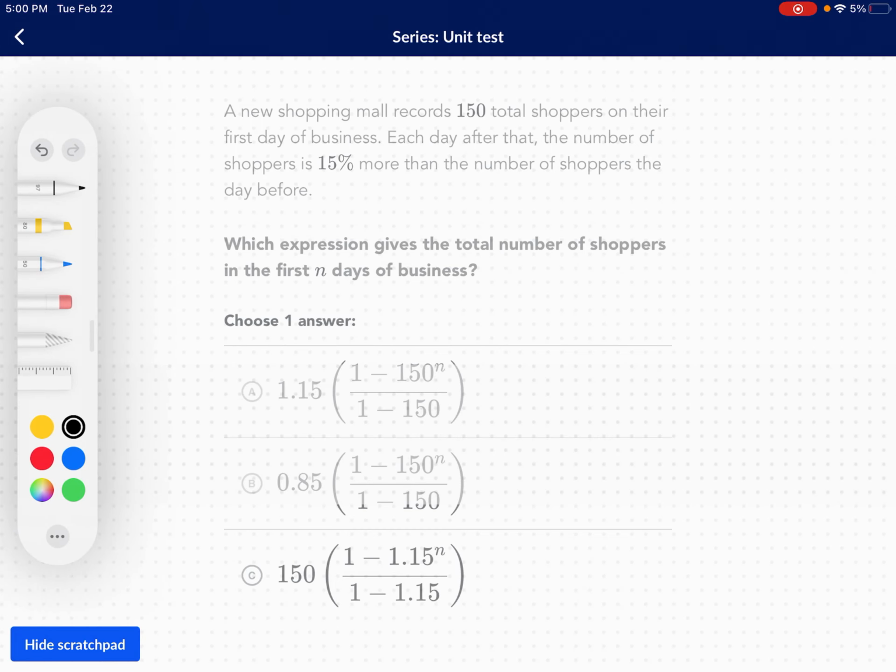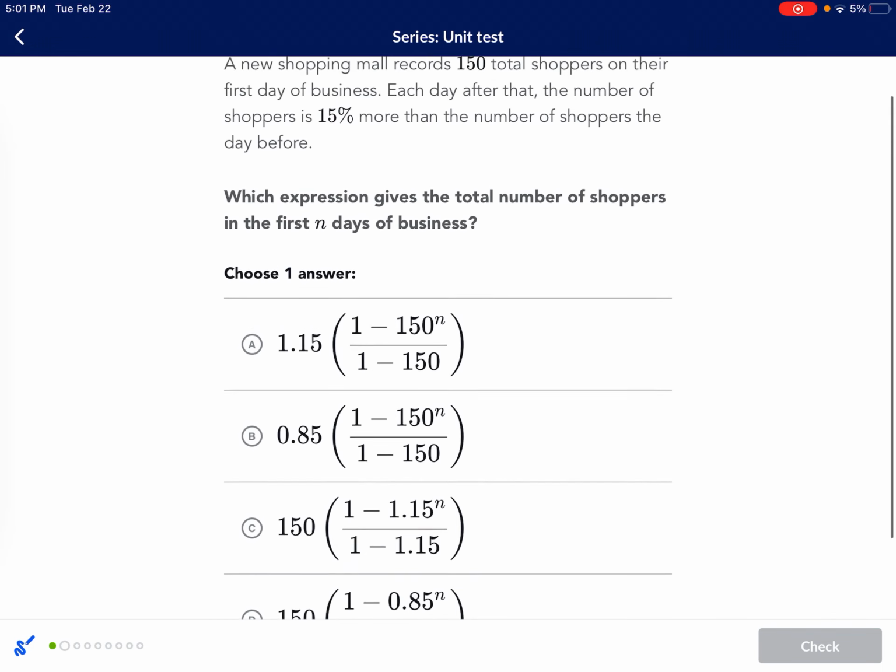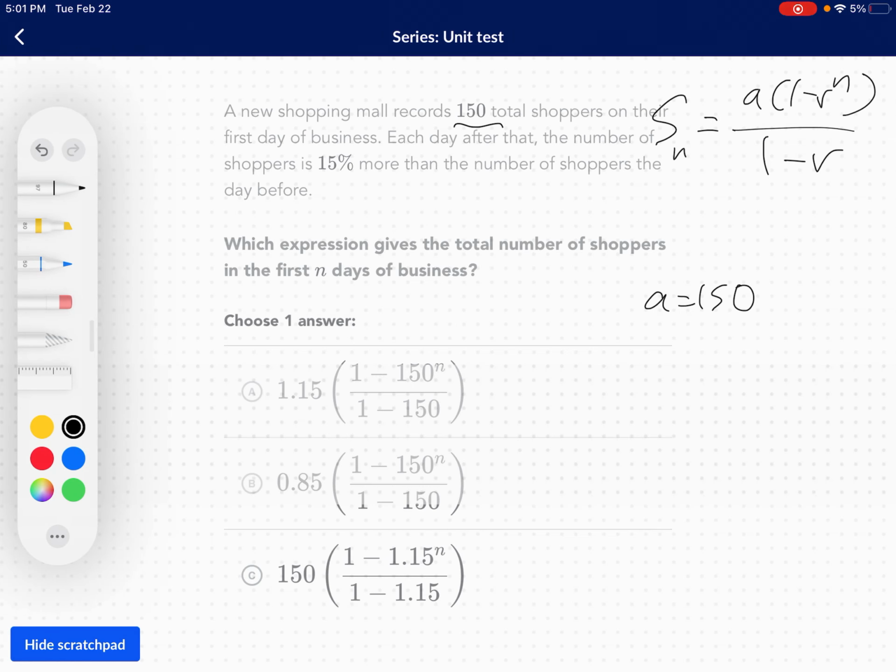Okay, new question, shopping mall. Okay, so this is automatically a geometric series formula, so I'll just write here for reference. Okay, so they record 150 total shoppers on the first day, so a equals 150. Okay, so where do I see 150? It's not A or B, 100%. After that, the number of shoppers is 15% more, so the common ratio is 1.15. So we have a and the common ratio, and we are not given the end day of business, but we don't need to find that because that's not what the problem's asking.